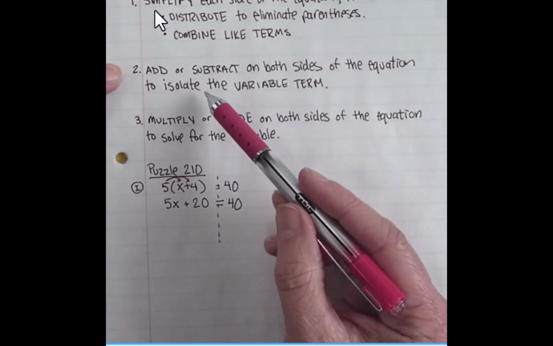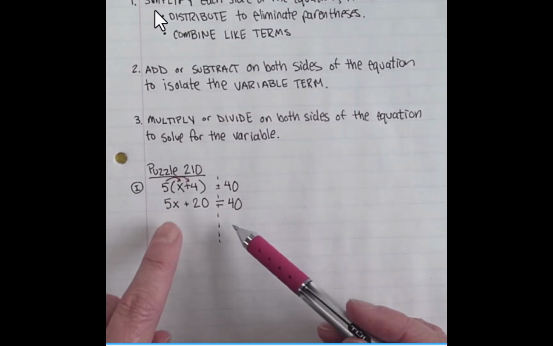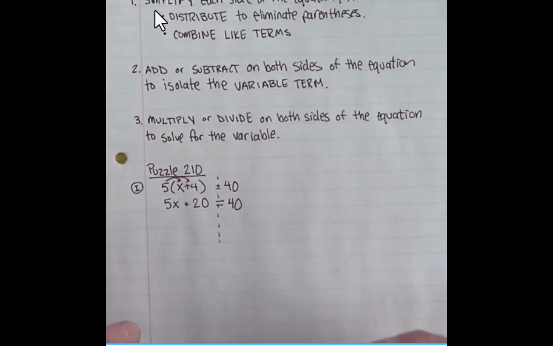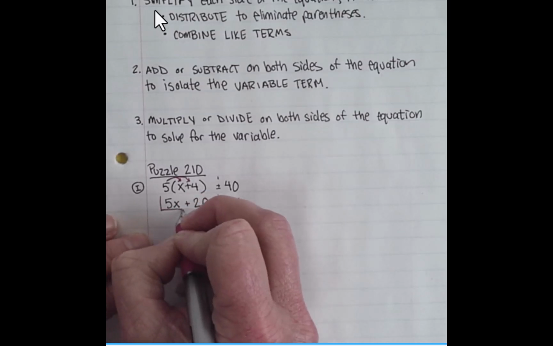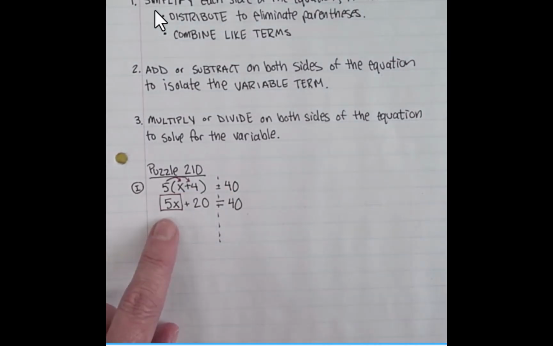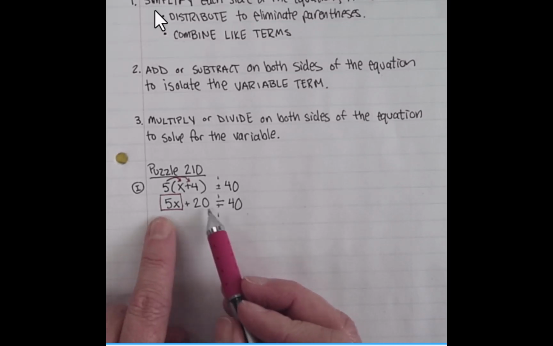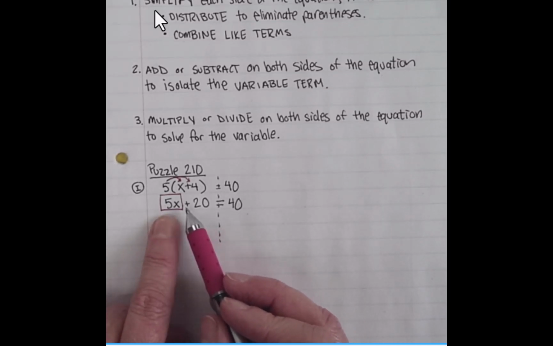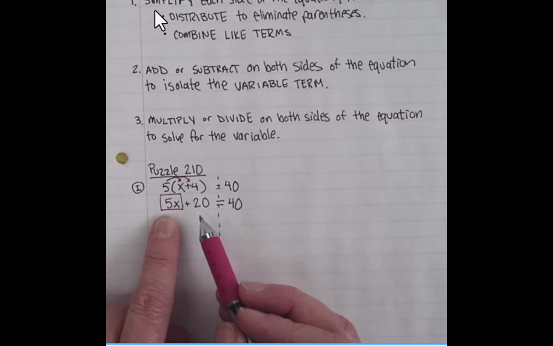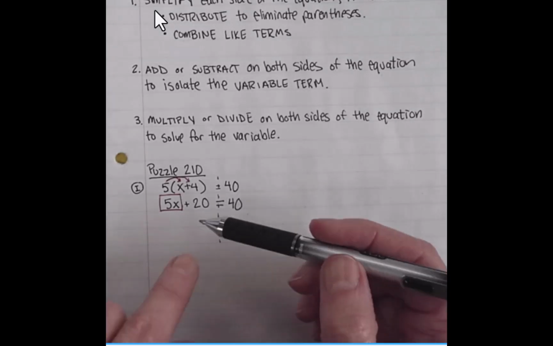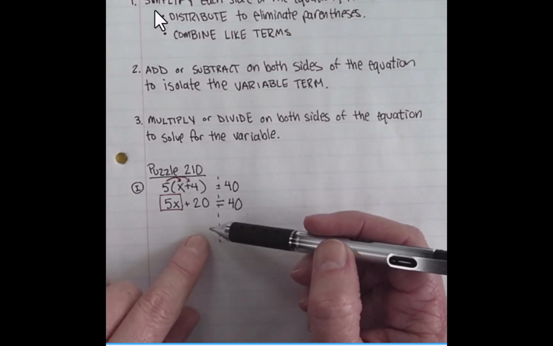Step 2 says we're going to be adding or subtracting on both sides of the equation. The same thing's going to happen on both sides of the equation. And our goal is to isolate the variable term. I want to get 5x all by itself on one side of the equal sign. It's not by itself right now. Right now we have 5x plus 20. And I need to think about how I can add or subtract to make that 20 disappear. And this is where the inverse operations from the Desmos activity kick in.